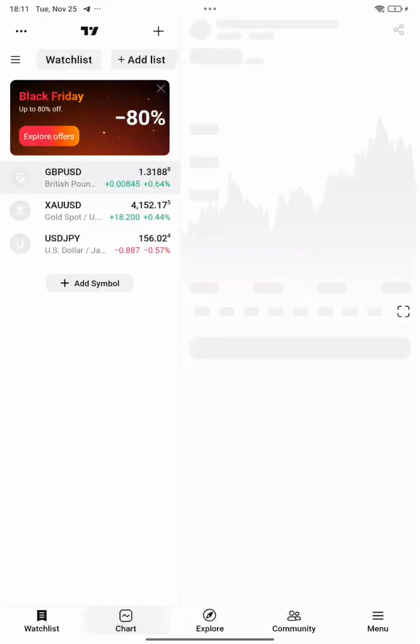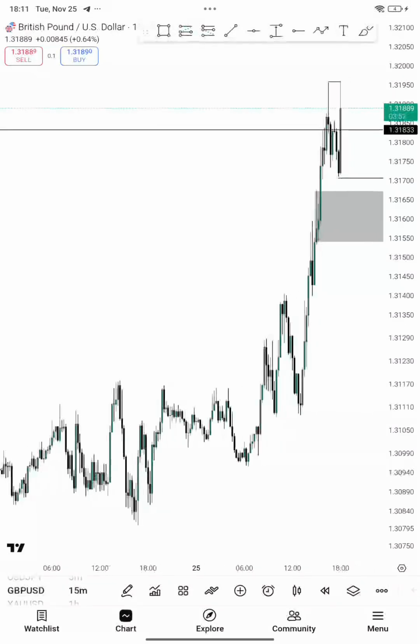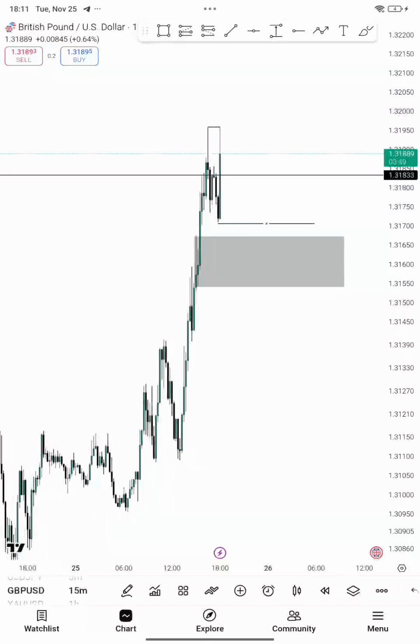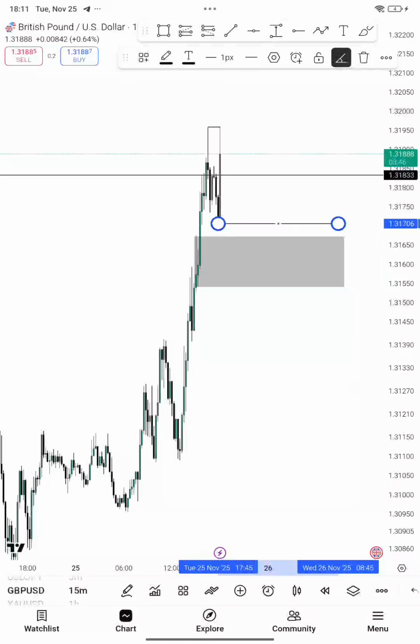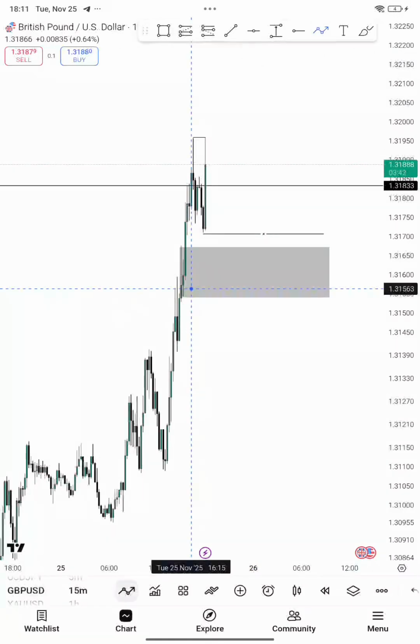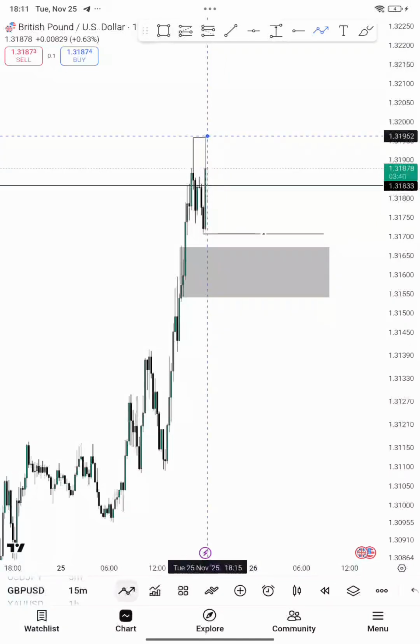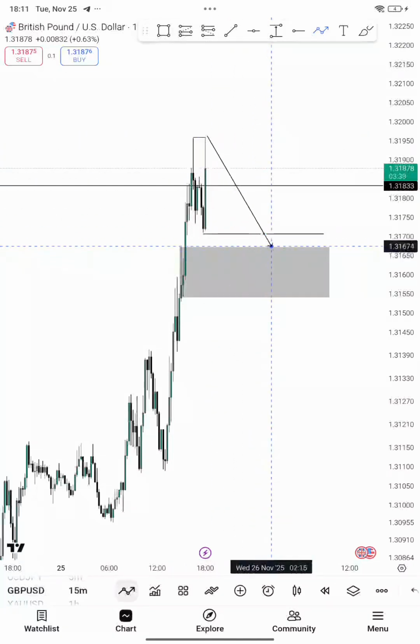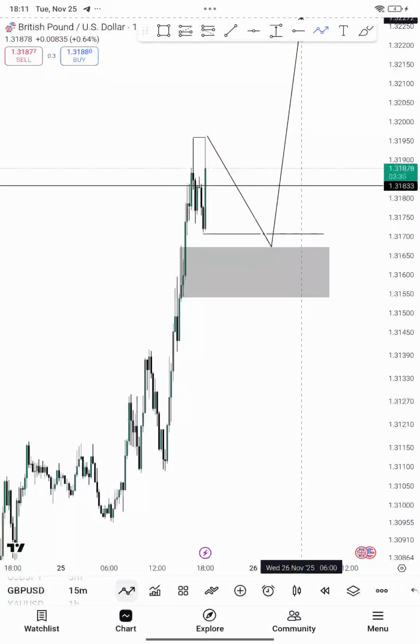So that will be my liquidity. This will be my liquidity, and I would want to take this trade from here. I want to take this trade from this point to the upside.